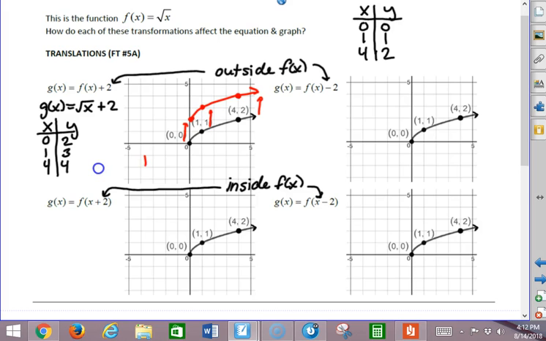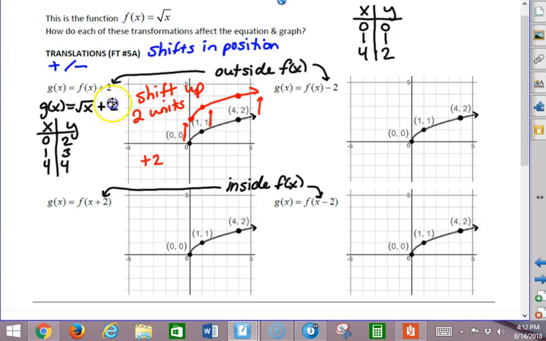So it's just plus 2. This is a shift up 2 units. So when we talk about translations, we are talking about shifts in position. We get translations whenever we add or subtract from the function or from the x variable.